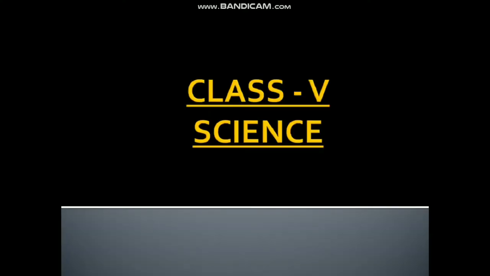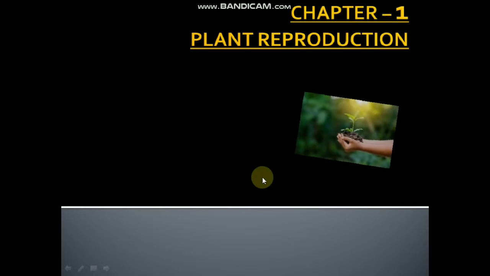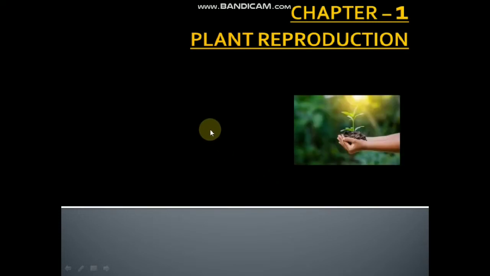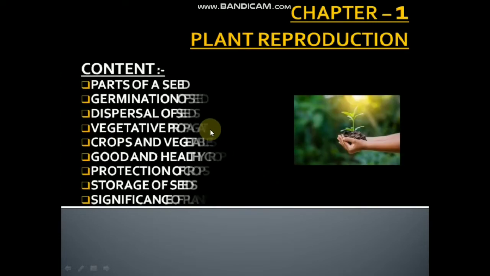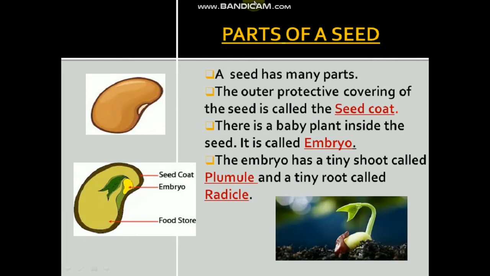Hello students, today we'll start the first chapter of class 5th science, that is plant reproduction. What is the meaning of plant reproduction? It means how plants produce their baby plants. In this chapter we will read about parts of seed, germination of seed, dispersal of seeds, vegetative propagation, crops and vegetables, good and healthy crop, protection of crops, storage of seeds and significance of plants. So let us start with the first topic, that is parts of seed.